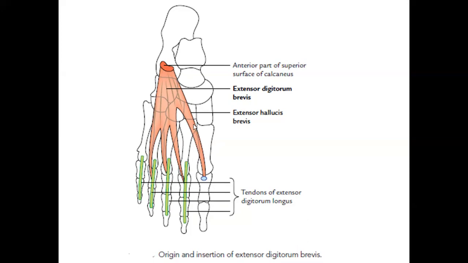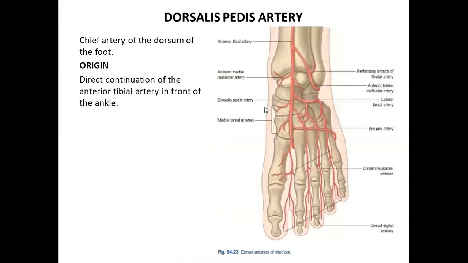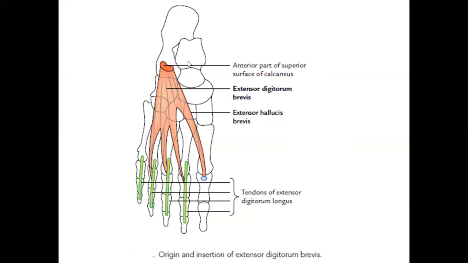समटाइम्स ये वाला जो है मीडियल मोस्ट पार्ट एक्सटेंसर डिजिटोरम ब्रेविस का, जो कि अलग टेंडन होता है, इसको हम लोग एक्सटेंसर हैलिसिस ब्रेविस भी कहते हैं. Extensor hallucis brevis is not a different muscle, it is the medial most part of the extensor digitorum brevis muscle. Okay, this will be supplied by the lateral terminal branch of deep peroneal nerve, which passes deep to it.